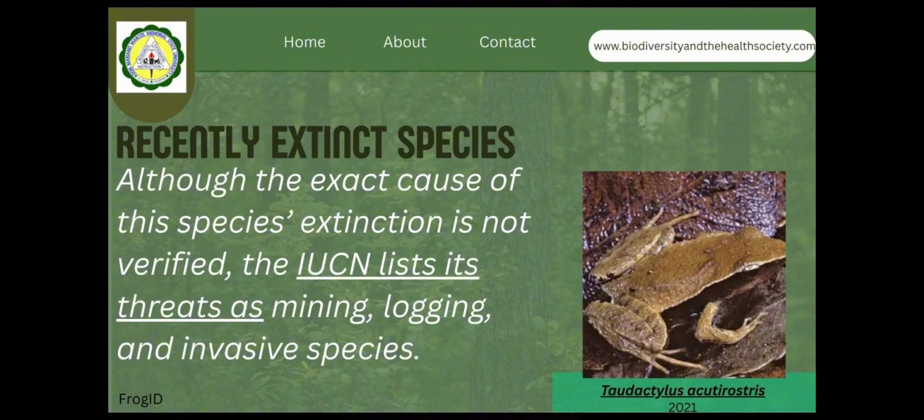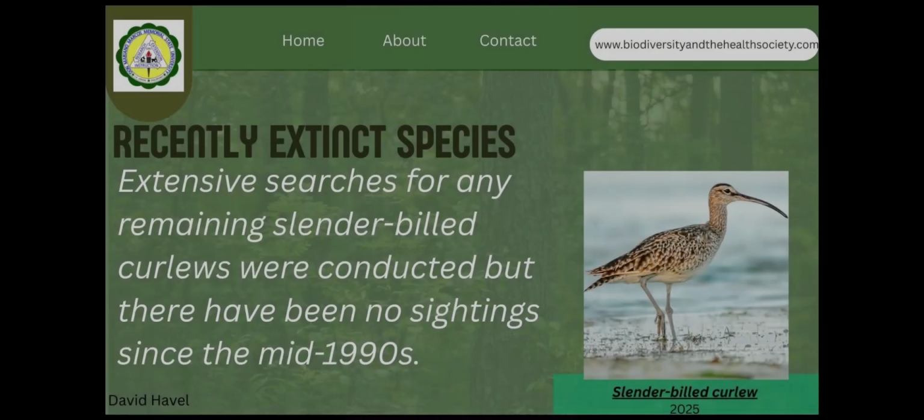Now let's move on to recently extinct species. One of these is Taudactylus acutirostris. Although the exact cause of this species' extinction is not verified, the IUCN lists its threats as mining, logging, and invasive species. Given that the sharp-snouted day frog shared a similar habitat to the mountain mist frog in Australia, there is a good chance that a bad fungus played a role in this animal's extinction.